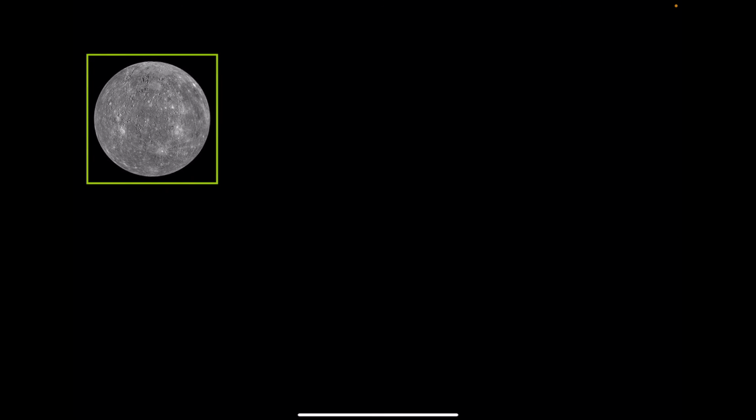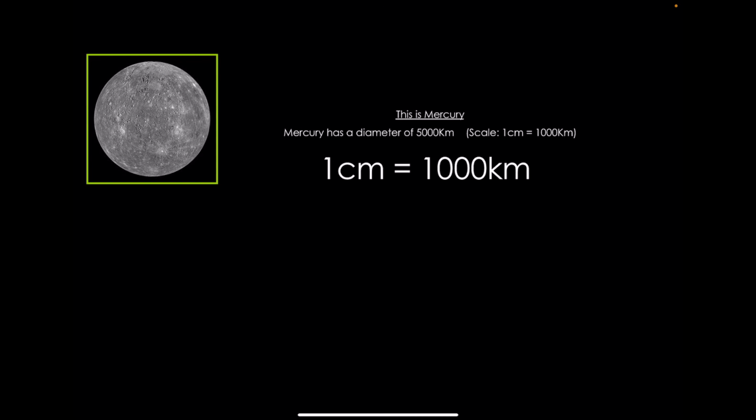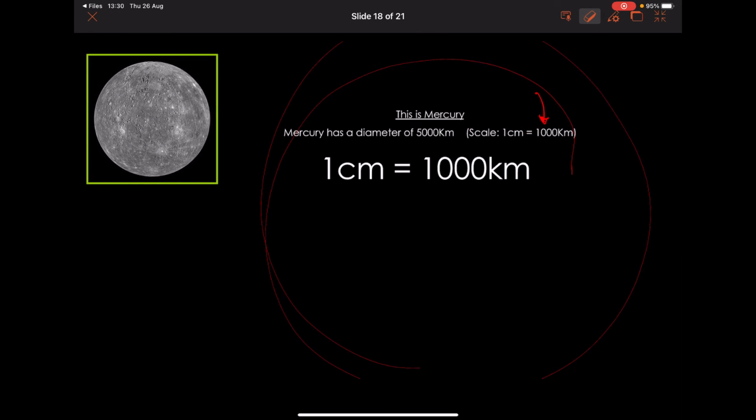Okay, so another question then. This is Mercury. Mercury has a diameter of 5,000 kilometres. The scale is 1 centimetre to 1,000 kilometres. Can we draw Mercury as a scale drawing? Basically what I'm saying is, Mercury is huge, obviously it won't fit the entire page, it'd be massive. So Mercury has a diameter of 5,000 kilometres. How would we work out how that would be drawn on a piece of paper?